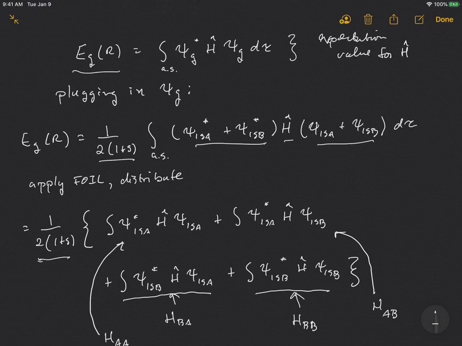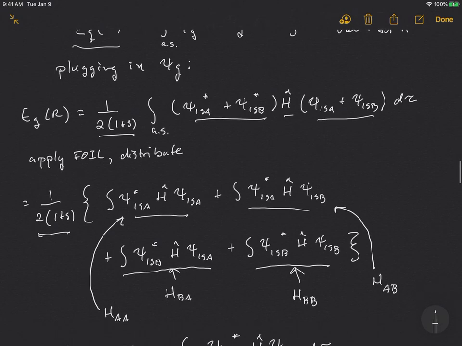And then we're going to have the integral of psi 1sA star H psi 1sA. Then we're going to have this integral, psi star 1sA H psi 1sB. And then this next one, psi star 1sB H psi 1sA, integral over that. And then the final integral is the integral of psi 1sB star H psi 1sB.